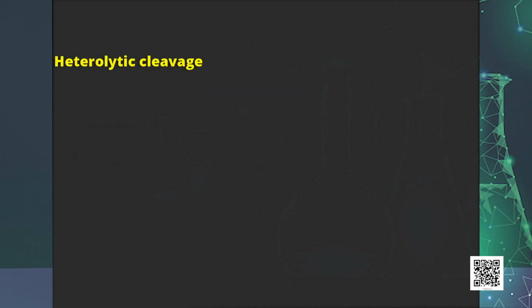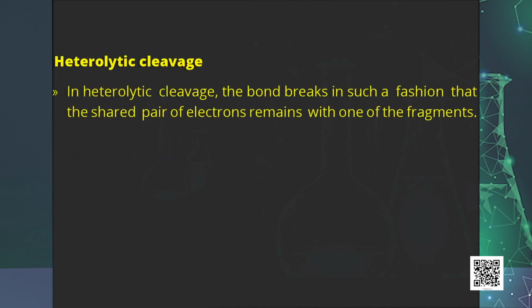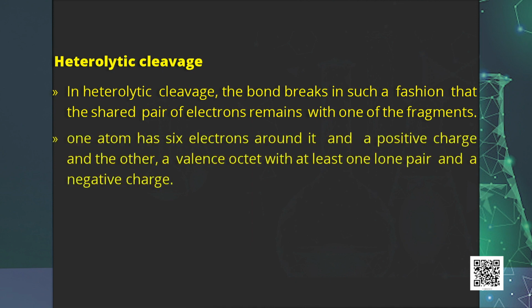In heterolytic cleavage, the bond breaks in such a fashion that the shared pair of electrons remains with one of the fragments. So, in this case, one atom has 6 electrons around it and it carries a positive charge, while the other one has a valence octet with at least one lone pair and a negative charge.